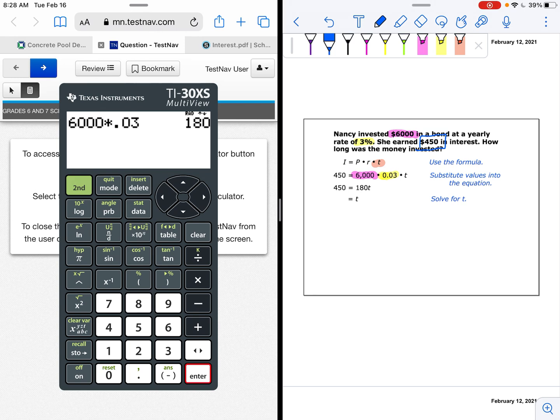So this should look familiar to everybody. Remember what we do when we're solving equations. We draw the line down the middle. Right now, 180 is multiplying t, so I need to divide by 180, and I'm going to do that to both sides. So I'm going to take 450 and divide it by 180, and I'm going to get 2.5. So 2.5% is what she is charged. Just write that over here.